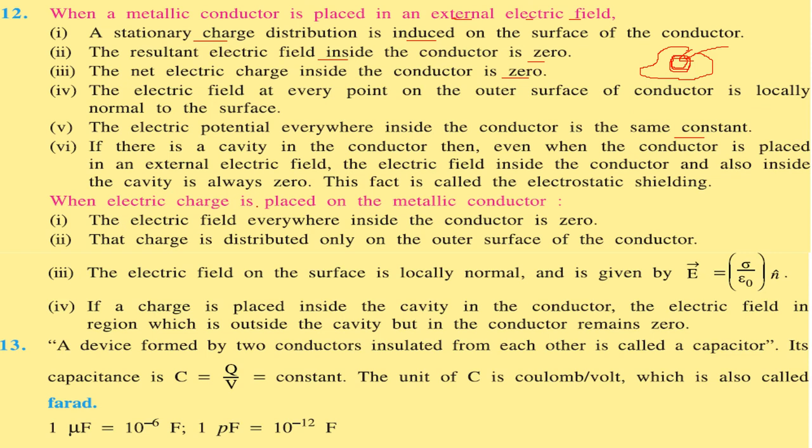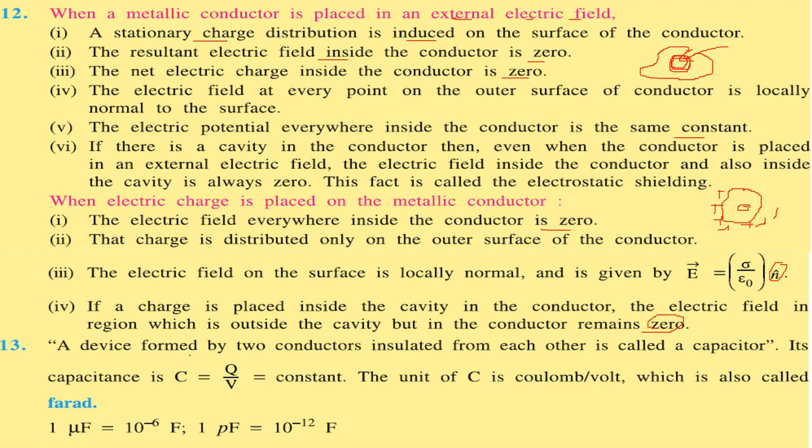When electric charge is placed on the metallic conductor, now the charge is placed here. The electric field everywhere inside the conductor will be zero. The charge is distributed only on the outer surface like this. The electric field on the surface is locally normal and is given by E equal to sigma by epsilon naught n cap. If the charge is placed inside the cavity in the conductor, the electric field in the region which is outside the cavity but inside the conductor will remain zero.